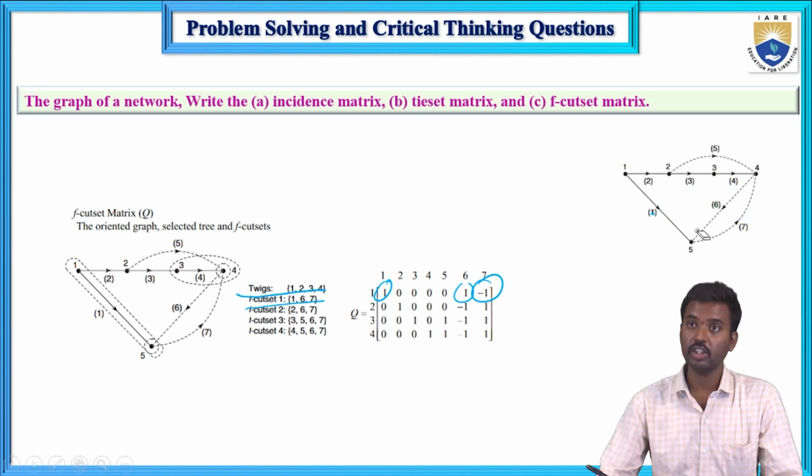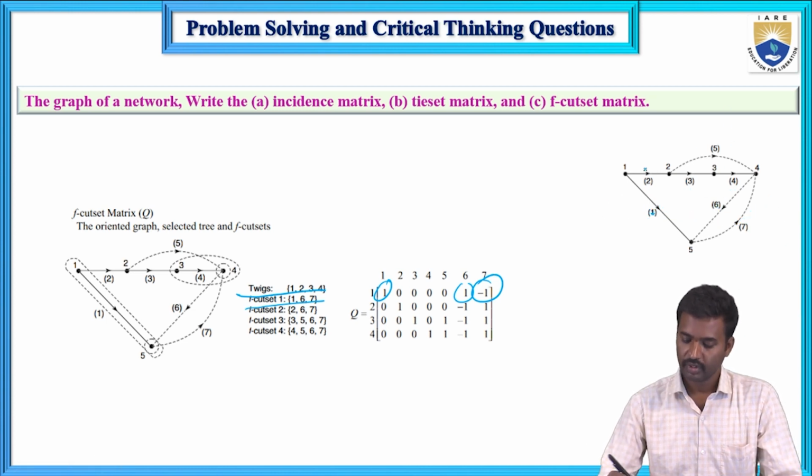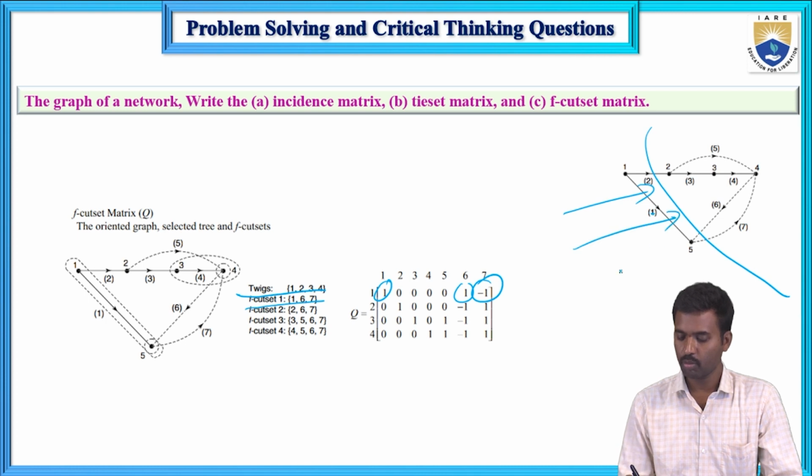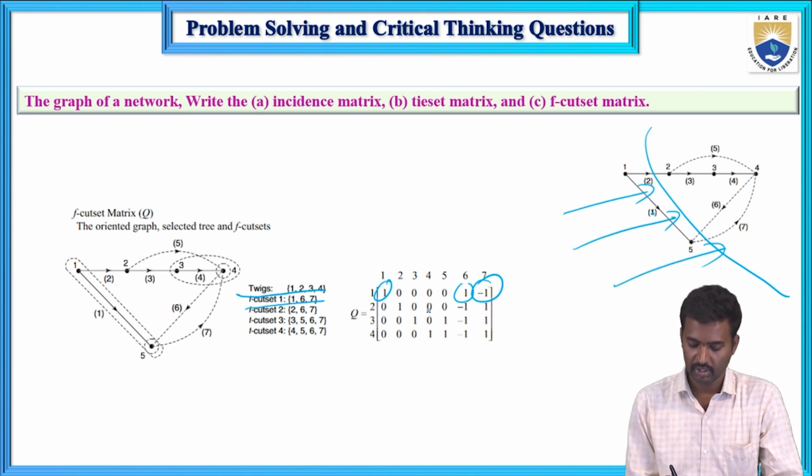Second one. Next in this case, the second one is 2, 6, 7. So 2, 6, 7, this direction. So 6 is in the opposite direction, and 7 is in the same direction.